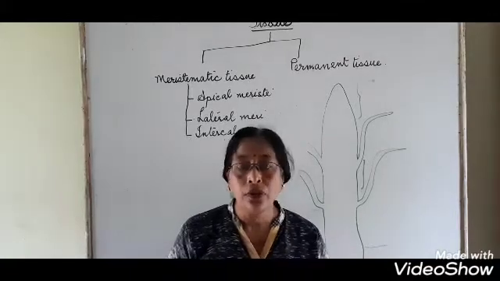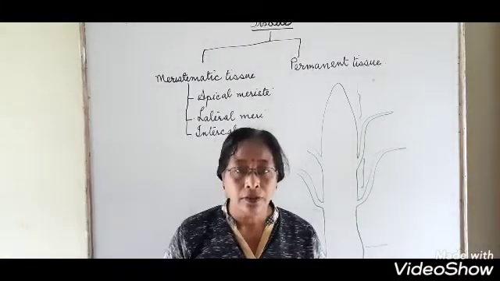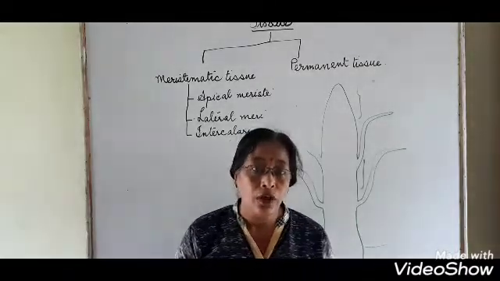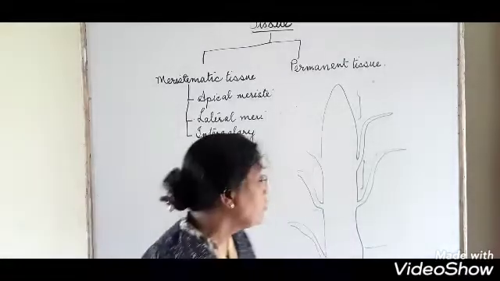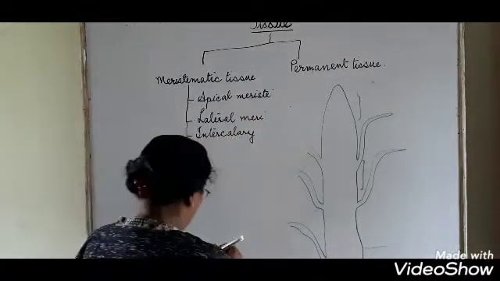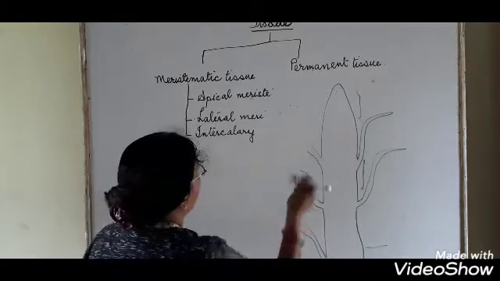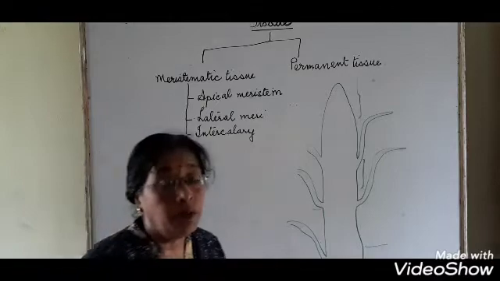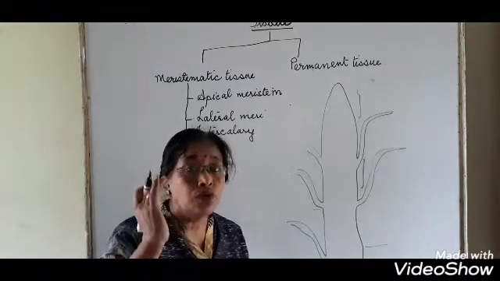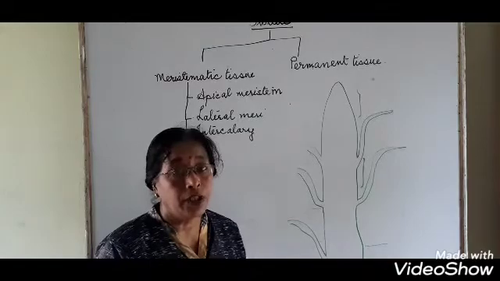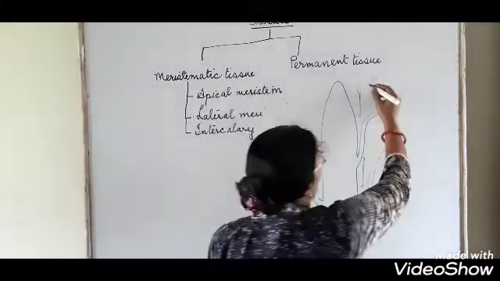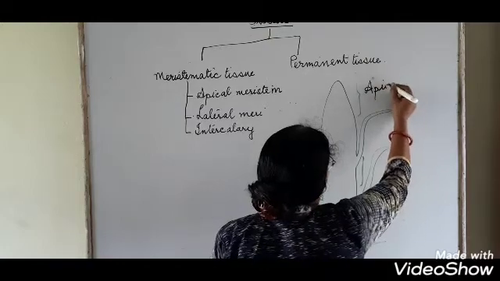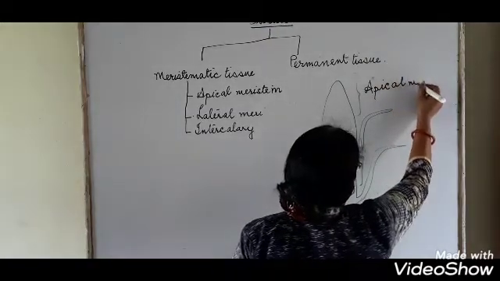So on the basis of the position of the plant, that is the plant body, the meristematic tissue is of three types. So first is the apical meristem. The apical meristem is found in the shoots or the root tips. That is the apex portion of the shoot or the root. So this portion is apical meristem.